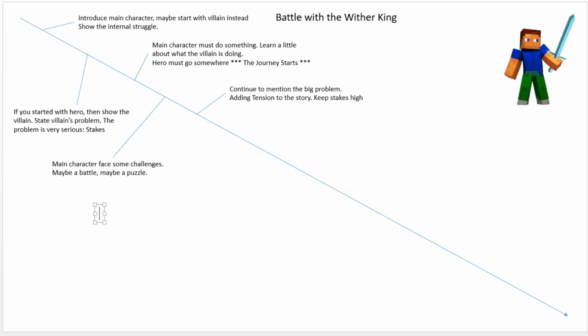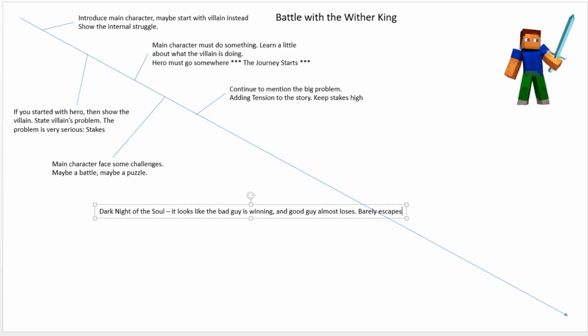So let's see, what's next? After we do that, we're going to have something that is called the Dark Night of the Soul. So this is where it looks like the bad guy is going to win, and the good guy almost is destroyed. Almost destroyed. So he just barely escapes.